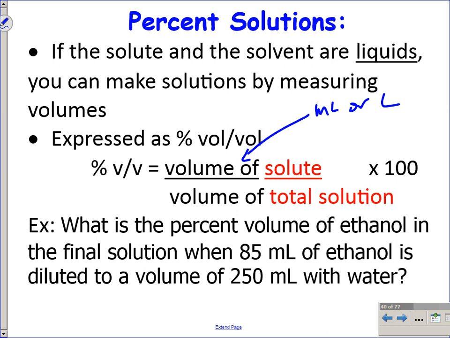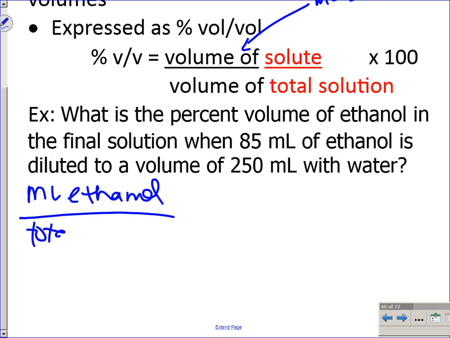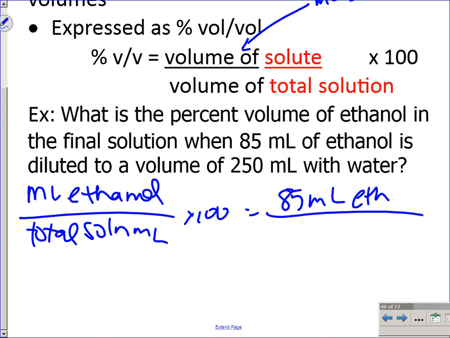Take your question here. Tell me what's the solute. Ethanol. Okay, and I'm doing a volume by volume one. How many milliliters of ethanol do I have? Okay, so milliliters of ethanol, and I'll divide that by what? Total solution milliliters. Okay, so this is where you've got to read, not really about math, but read it. How many milliliters of ethanol is this? 85 milliliters of ethanol. Okay? Over what?